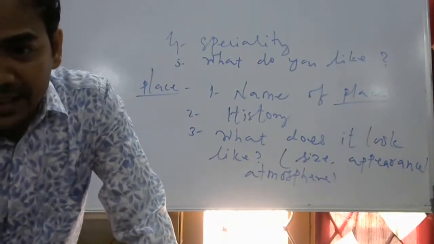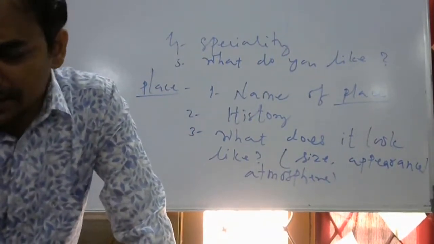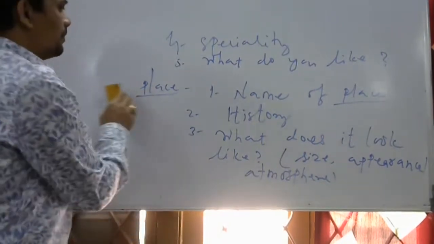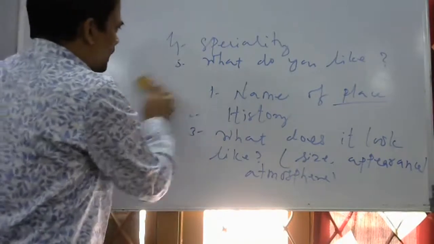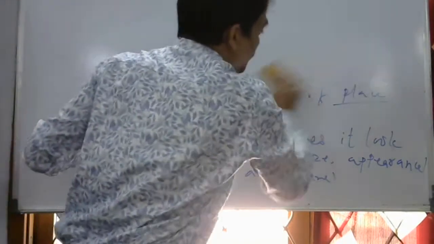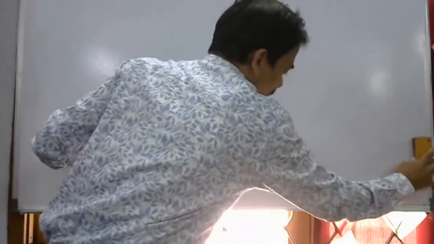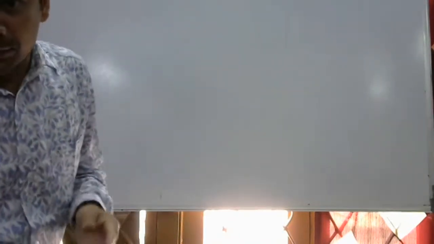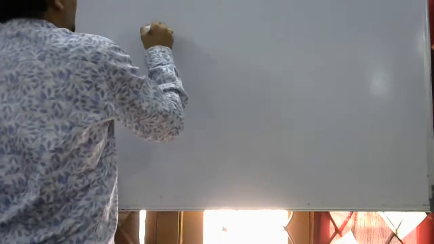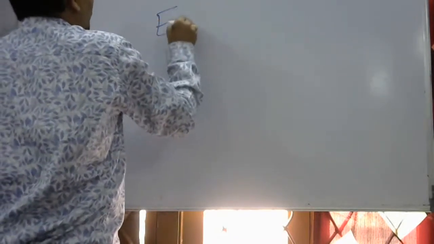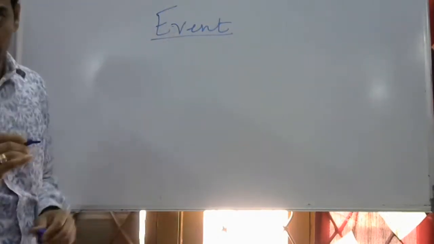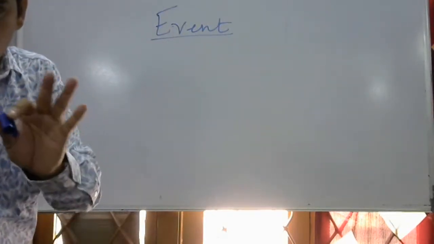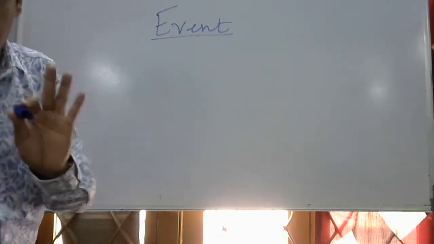Now, event one is very, very simple. Place all the points in your mind and remember them, so that when you write the paragraph, it will be very perfect. You will be able to write a very good paragraph. So for example, when writing about an event, only three, four things you have to remember.